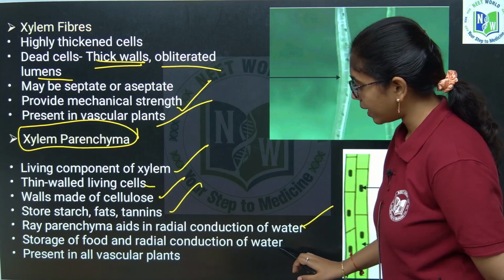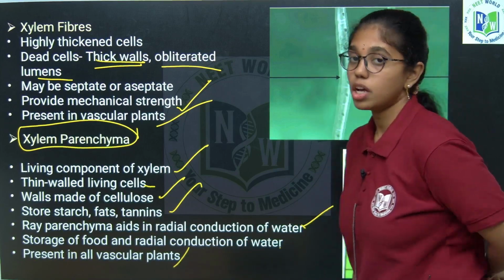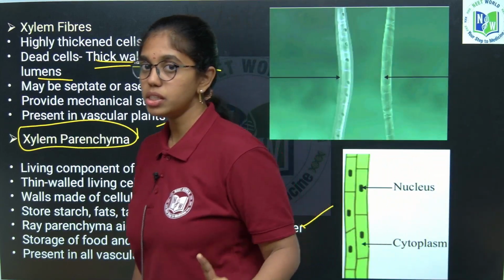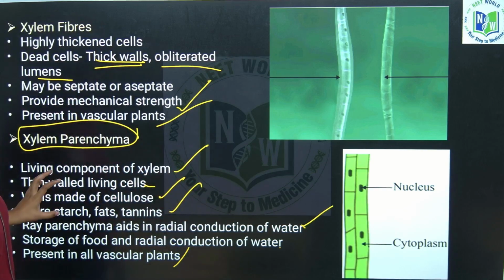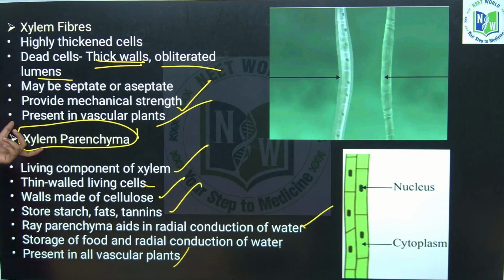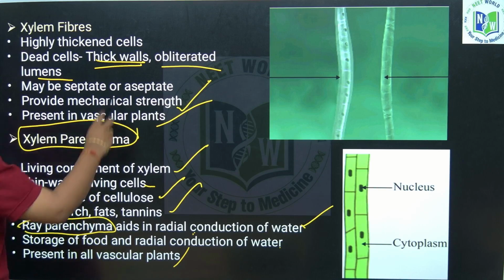Storage of food and radial conduction of water is present, and they are also present in all the vascular plants. So, the only exception is for vessels. Rest all the tissues of xylem are present in all the vascular plants. What you have to remember with respect to xylem parenchyma is that this is the only living component of xylem, rest all are dead tissues, and they have thin cell wall, that is cellulose. They store starch, fats and tannins. The ray parenchyma will help in the radial conduction of water, and they are present in all the vascular plants.